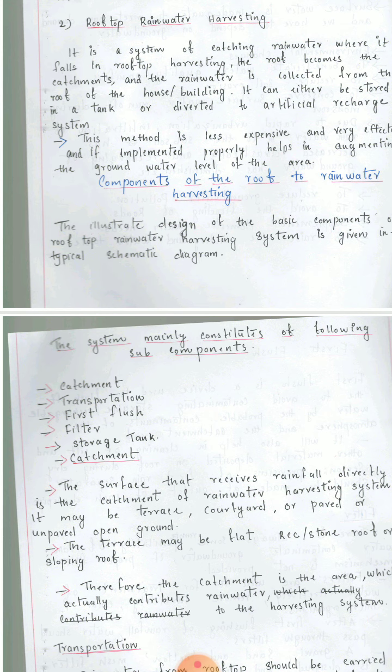falling on the roof, all the water which is flowing on the roof of a house or a building is collected together, and it can be stored directly into the tanks, or it can be diverted to the artificial recharge system. This method is less expensive and very effective, and if implemented properly helps in augmenting the groundwater level of the area. So this is the easiest method where the investment is low and it can be maintained in a proper manner.